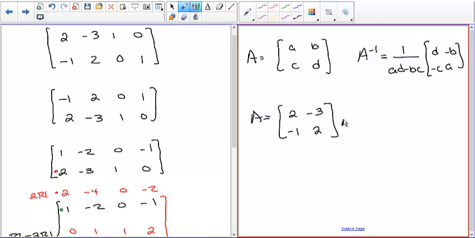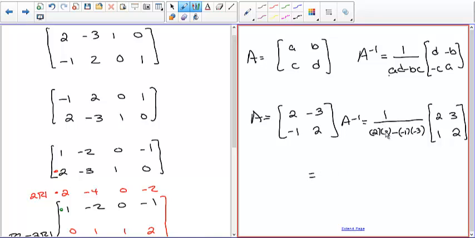So the inverse matrix is equal to 1 divided by 2 times 2, that's A times D, minus negative 1 times negative 3. So that's this part. And then you multiply that by the matrix where you switch these. So this goes there and that goes there. So they're both 2. And then here you leave them in the same place, but you make them positive.